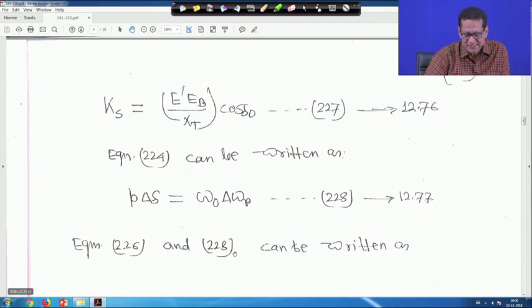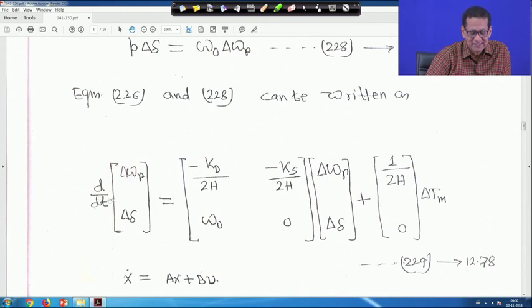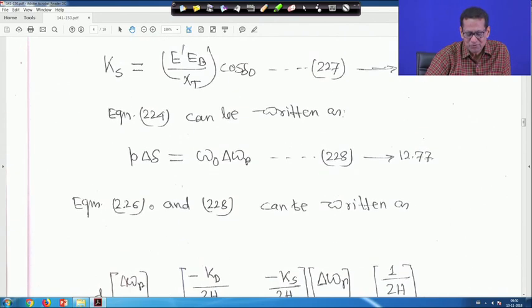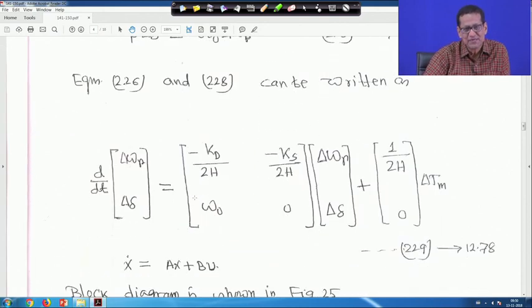Therefore, equations 226 and 228 can be written in state variable form. That is, P is nothing but d/dt, so P delta omega r is delta omega r dot, and P delta is delta dot. You put equations 226 and 228 in matrix form, then it becomes the state variable form. It is a 2 by 2 matrix, but slowly the dimension of the matrix will grow as we consider other things.